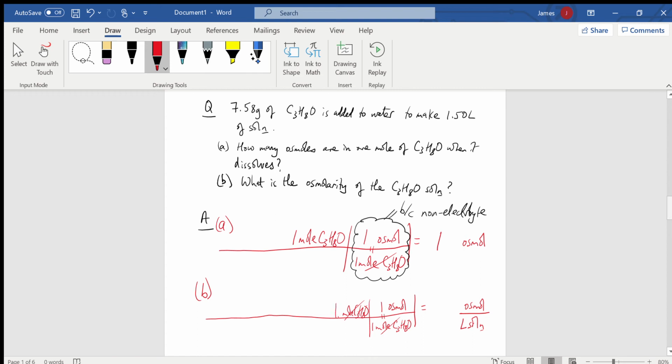I know that 1 mole is 60.1 gram of C3H8O. It's just the weight in grams. On this occasion, I had 7.58 gram of C3H8O, and it was present in 1.50 liter of solution. Okay, so if we multiply all of that through, let's see what we get.